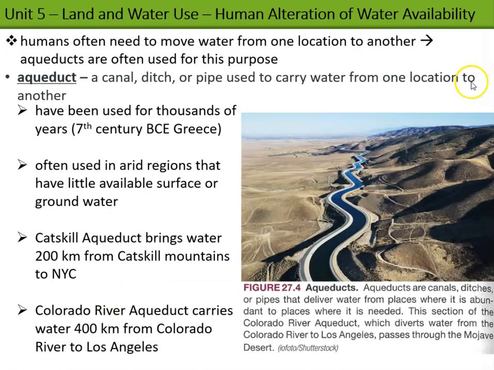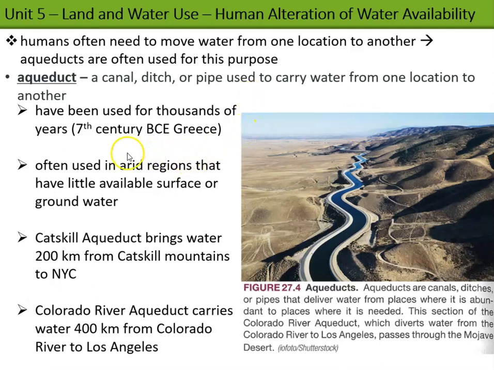Okay, another way that humans alter the water availability in any given location is through the building of aqueducts. So oftentimes humans need to move water from one location to another, and this is what aqueducts are for. So aqueducts are canals or ditches or pipes that are used to carry water from one location to another, and they've been used for thousands of years.